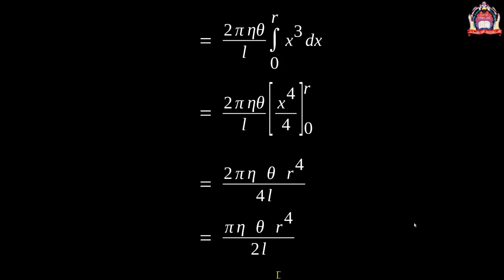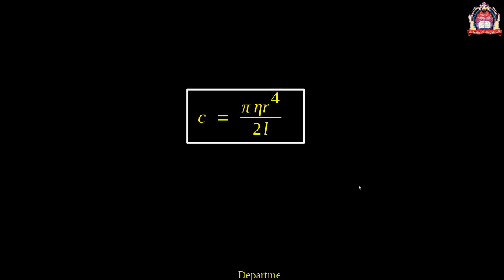So this theta is in radians. If theta is equal to 1, then the twisting couple per unit twist of the cylinder or wire is pi n r raised to 4 by twice L. So this is the twisting couple per unit twist of the wire. Suppose we are taking the two hollow cylinders, then the twisting couple per unit twist of the wire is pi n r raised to 4 by twice L. This C is called the torsional rigidity of the material of the wire.